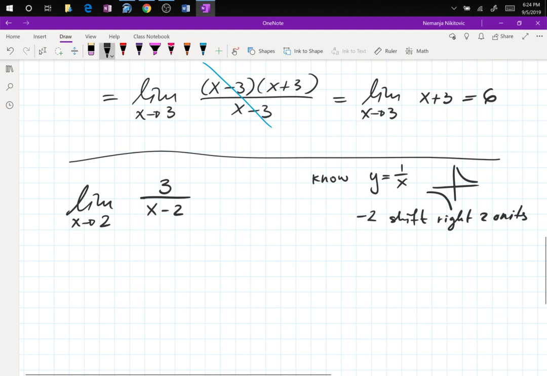So you know that you have to draw the 1 over x graph shifted right 2 units. So you will draw x and y coordinate system. Then you will draw vertical asymptote at 2.